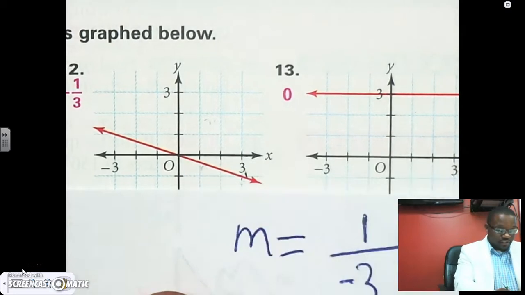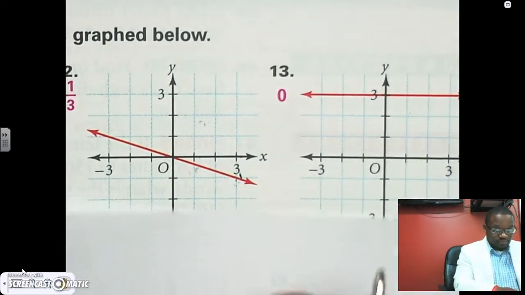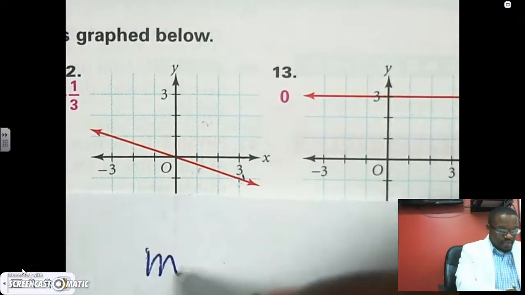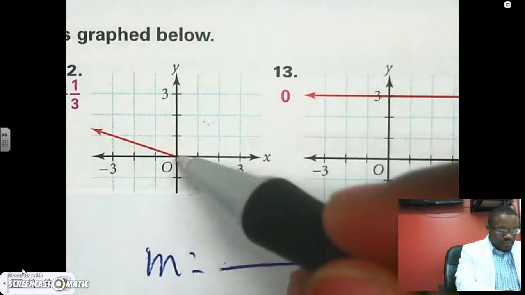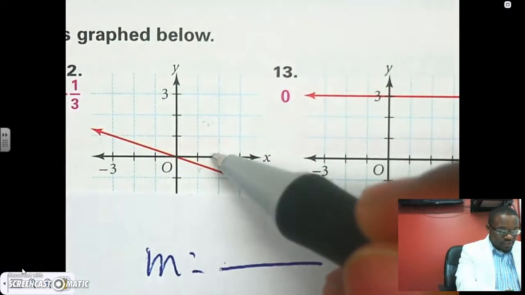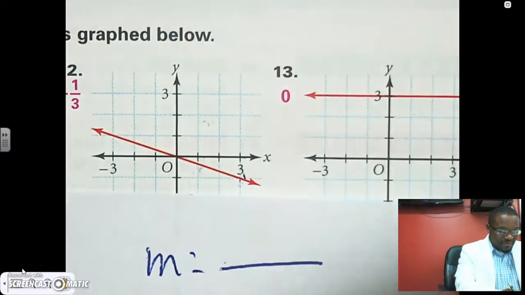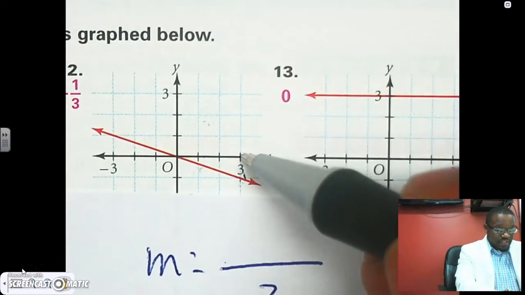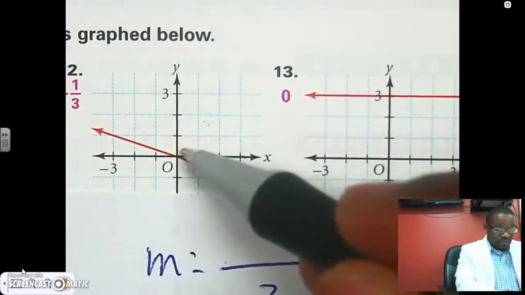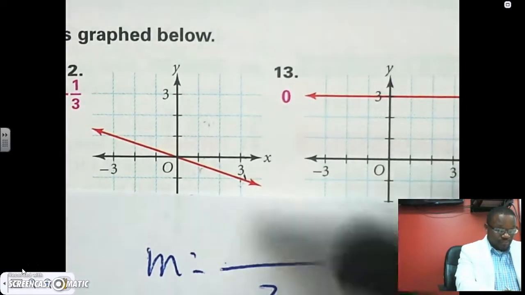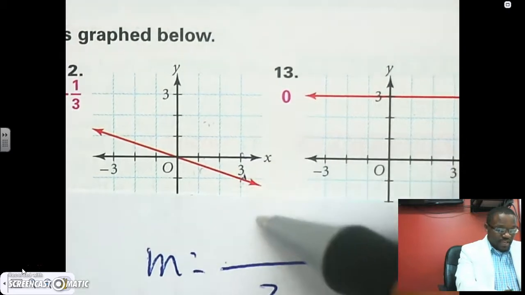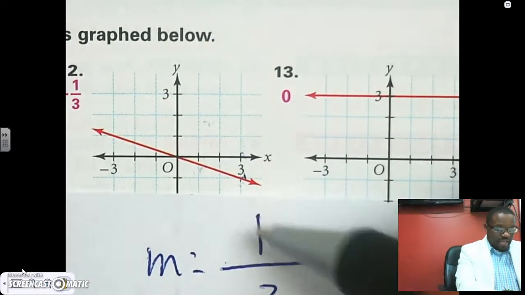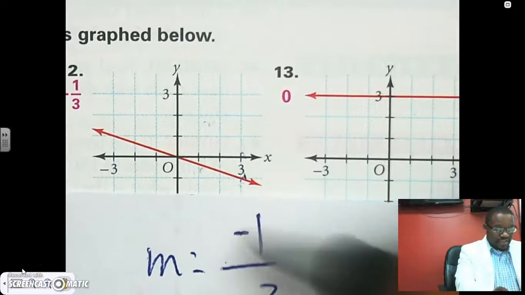Starting here, I'll use a different one. M equals, counting to the right, 1, 2, 3. That number is positive, and it goes on the bottom because I counted to the right. Then I count down 1. That's on the top, because up and down goes on the top, and that's negative.